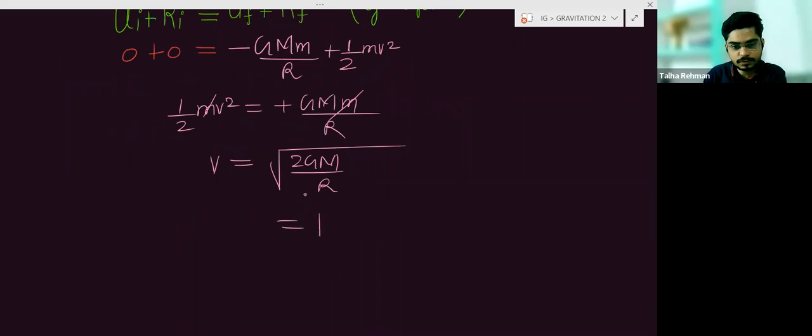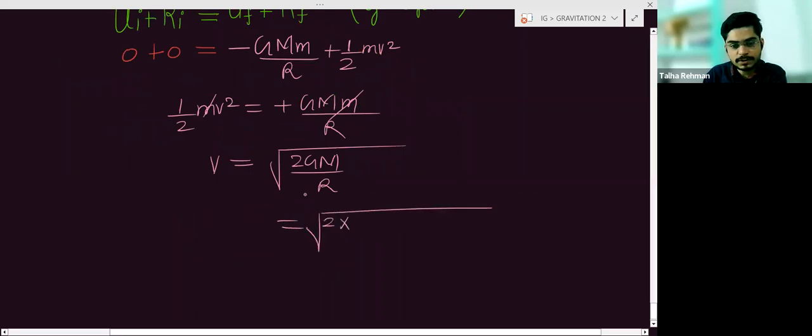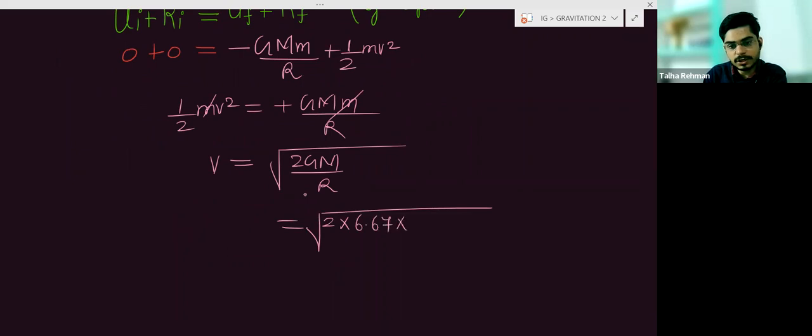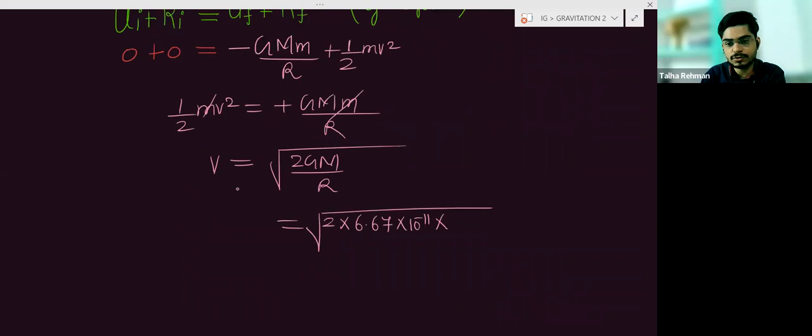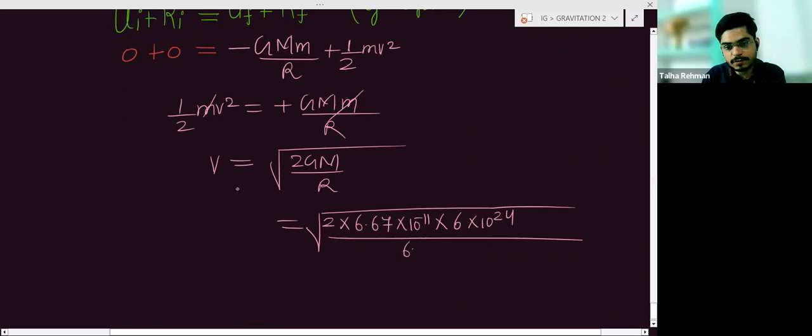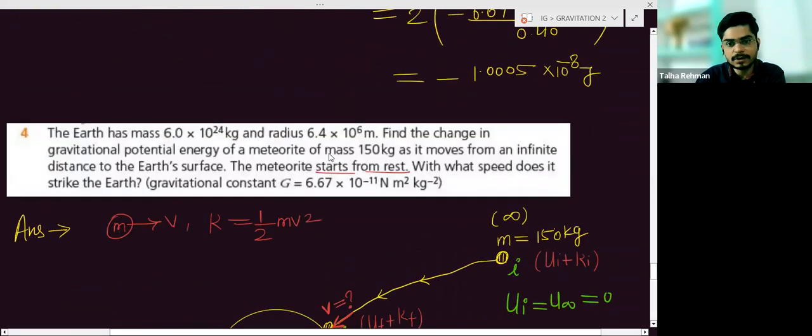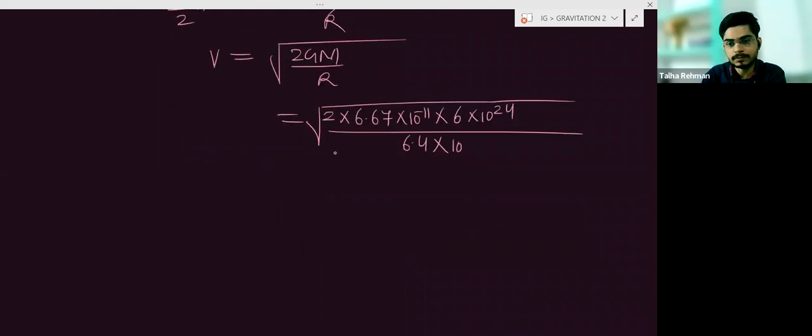Now we can calculate this value. G value is 6.67 into 10 to the power minus 11, multiplied by the mass of the earth. The mass of the earth is given as 6 into 10 to the power 24 kg. And the radius of the earth is 6.4 into 10 to the power 6 meter. So calculate this value, and you will get approximately 11.18 into 10 to the power 3 meter per second. And you can convert this into kilometer per second.